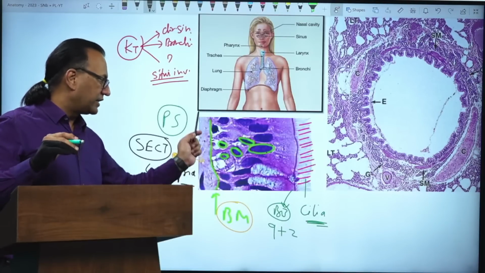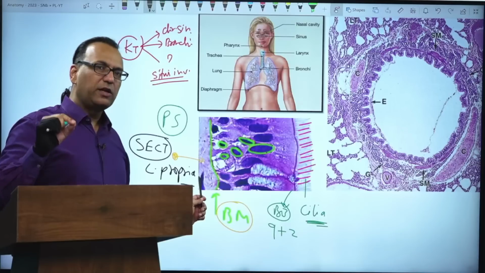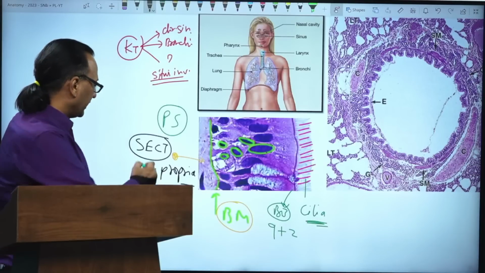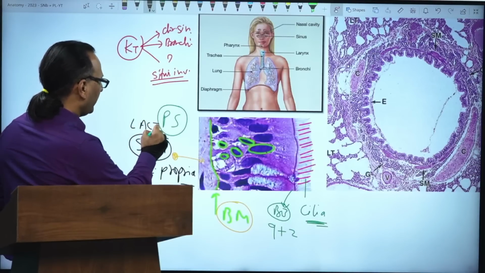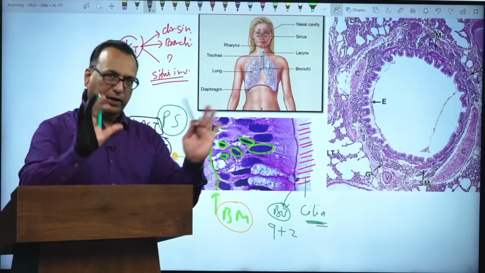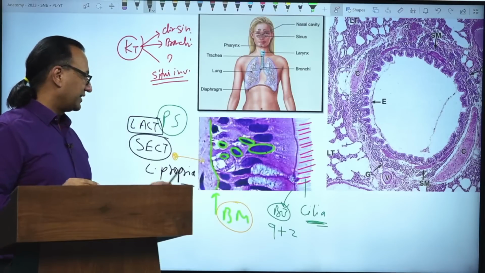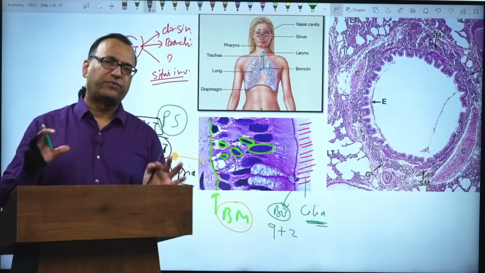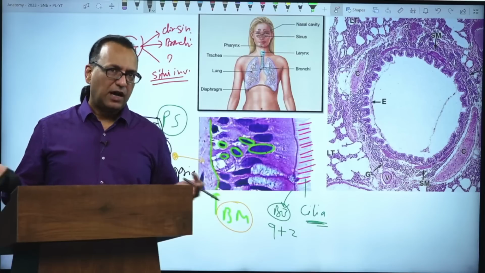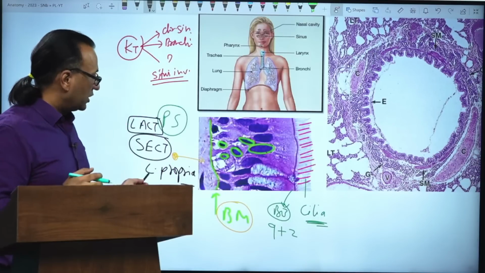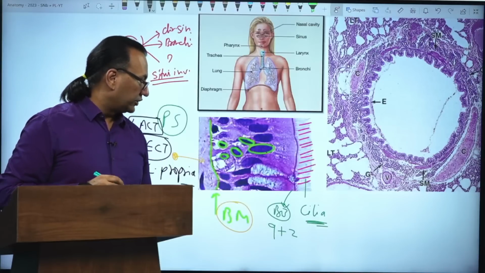Under epithelium there is always some loose areolar connective tissue. This is loose areolar connective tissue which is supporting the epithelium, and this is called as lamina propria. Most of the epithelial tissue will have a supporting lamina propria. So identification of these structures are important.